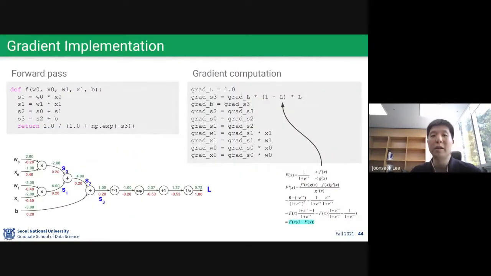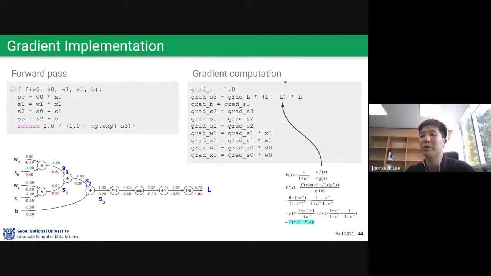Once you are familiar with this graph-based analysis of local gradients and upstream gradients and how to compute them at each node, actually coding it is straightforward. The forward pass is these green things. The input values are like that, and then you just follow the formula: multiply these two and multiply these two, sum those two, then sum with b, and then take the sigmoid function. So this is the forward pass, right?